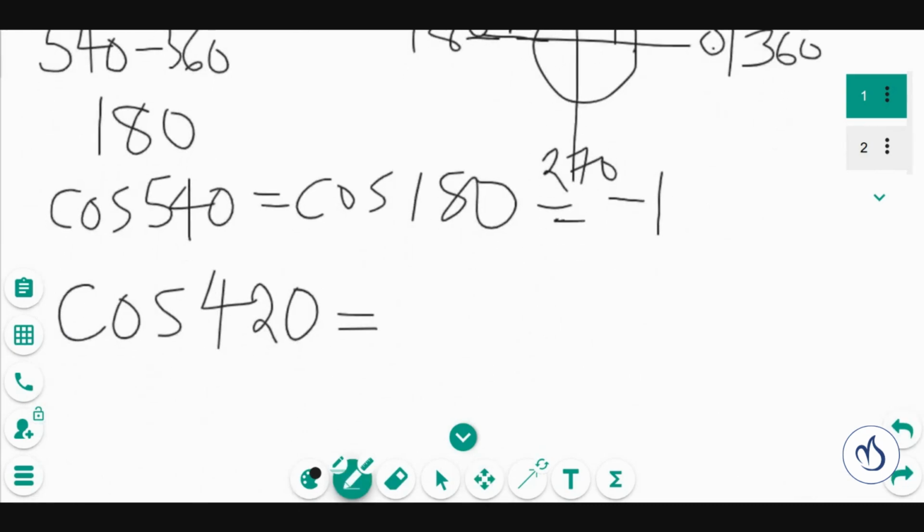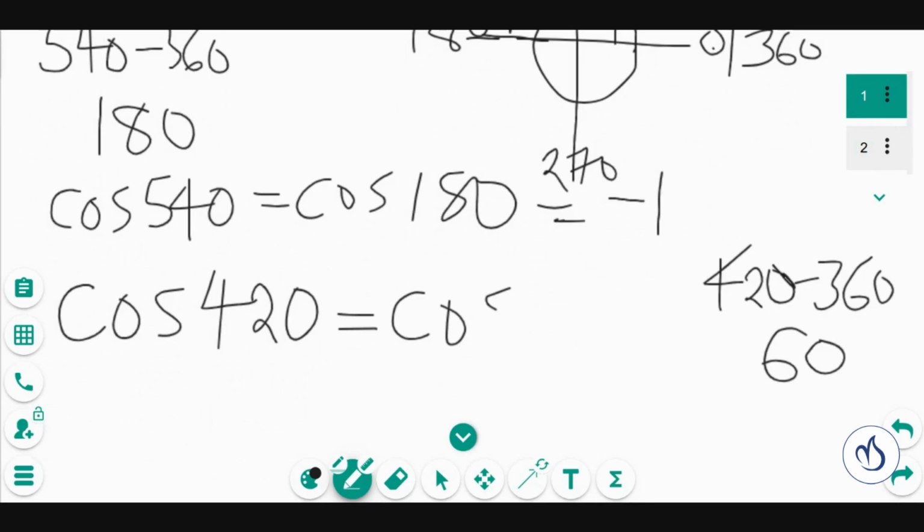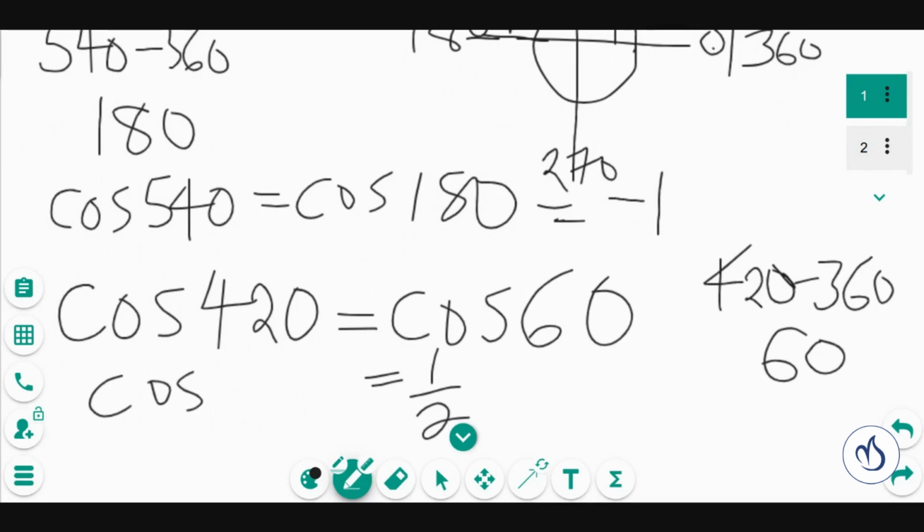So the cos of 420, I will first say, okay, 420, when I remove 360, what do I have? 420 minus 360, I get, I think I get 60. Yes. So the cosine of 420 is actually the same as the cosine of 60, of which the value is known as a half. So cos 420 is also a half. Yes, you would prove that on a calculator.